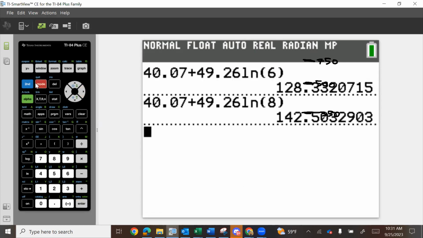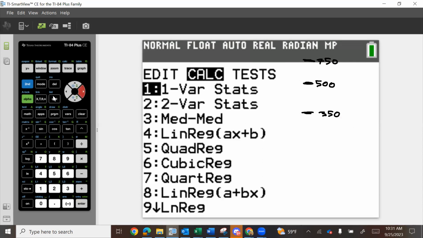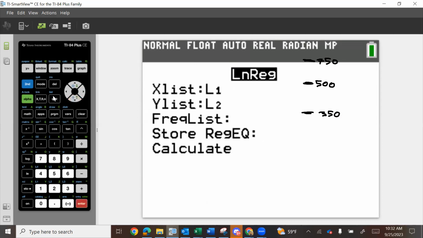Okay, so I'm going to go to stat over, and oh wait, no, not that. Let me quit out of there. All right, stat over, and then I want to go down to logarithmic regression because that's what they asked me to do. Go find the best logarithmic equation or model to represent the data. Okay, so then I'm going to go down to calculate.